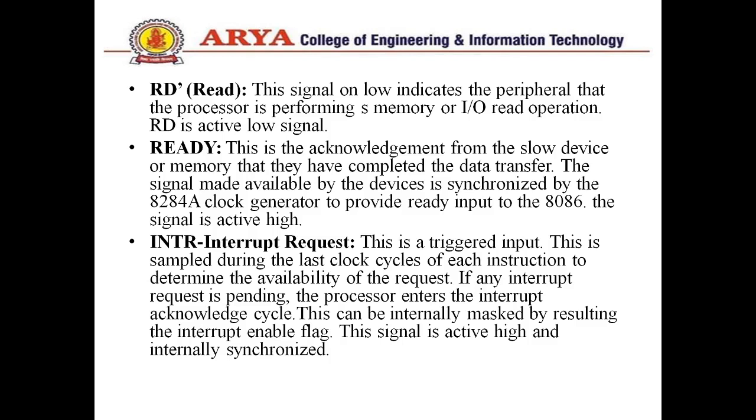Next is INTR. INTR represents interrupt request. Interrupts, we all have studied, the concept of interrupts in 8085. The concept is the same. INTR is a level triggered input. This is sampled during the last clock cycle of each instruction to determine the availability of the request. If any interrupt request is pending, the processor enters the interrupt acknowledge cycle. This can be internally masked by resetting the interrupt enable flag. This signal is active high and internally synchronized.